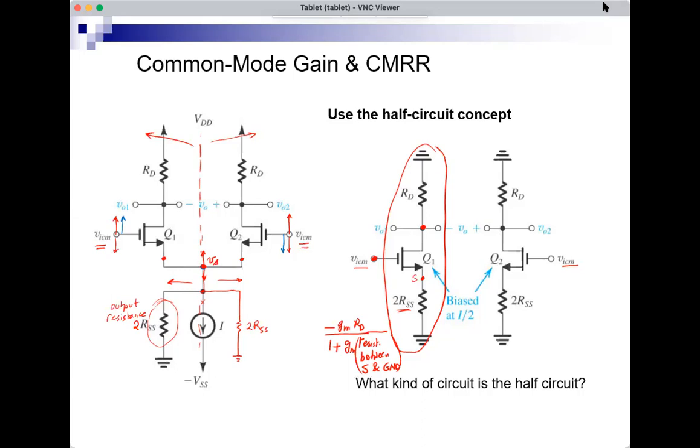So the gain is minus GM RD over 1 plus GM times the resistance between S and ground, which is equal to 2 times RSS. So that's the gain: minus GM RD over 1 plus GM times 2 RSS, so that's 2 GM RSS. And this is at the first drain, and it's the exact same voltage at the second drain.